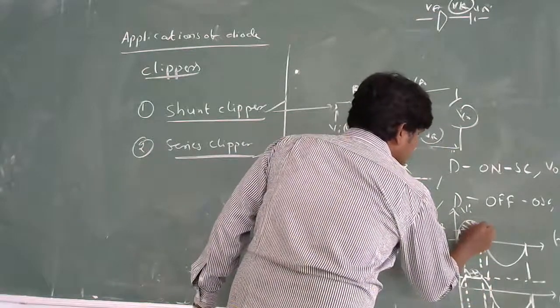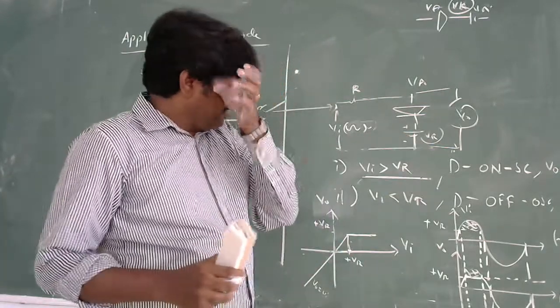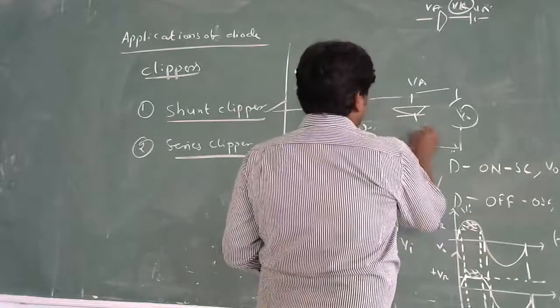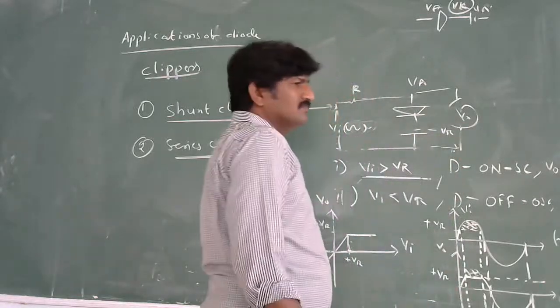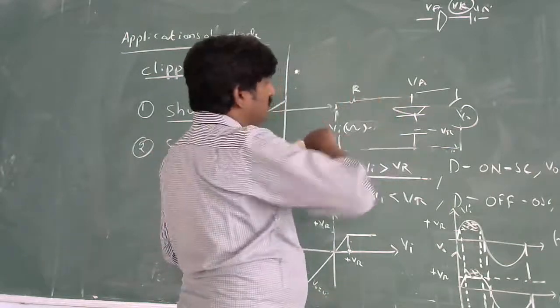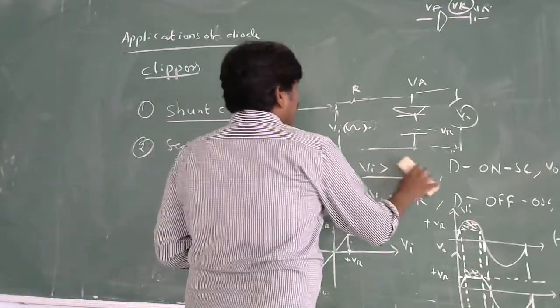Here, this portion was clipped off with the reference voltage plus VR. You can also draw the circuit by changing the polarity to minus VR. Here you have to understand when the diode is going to conduct and when the diode is not going to conduct. Very simple understanding.